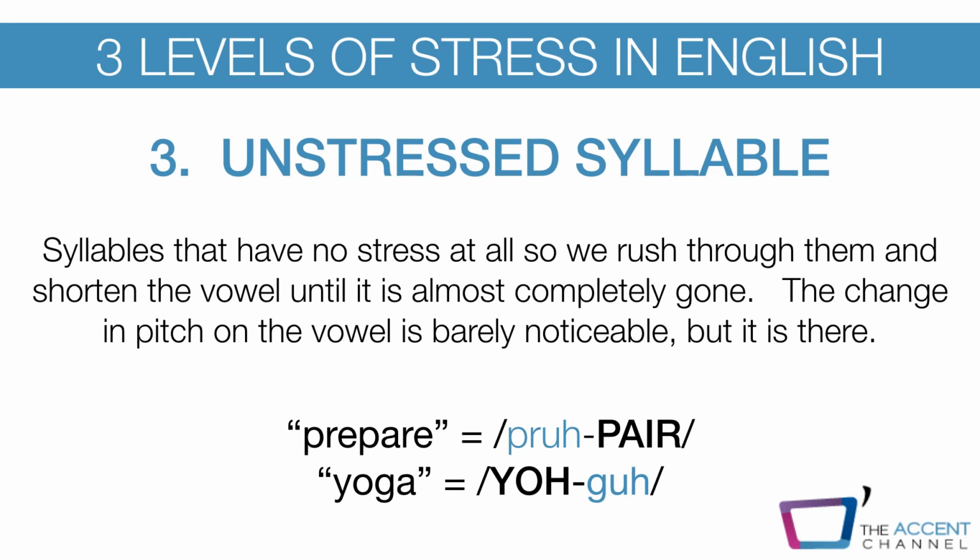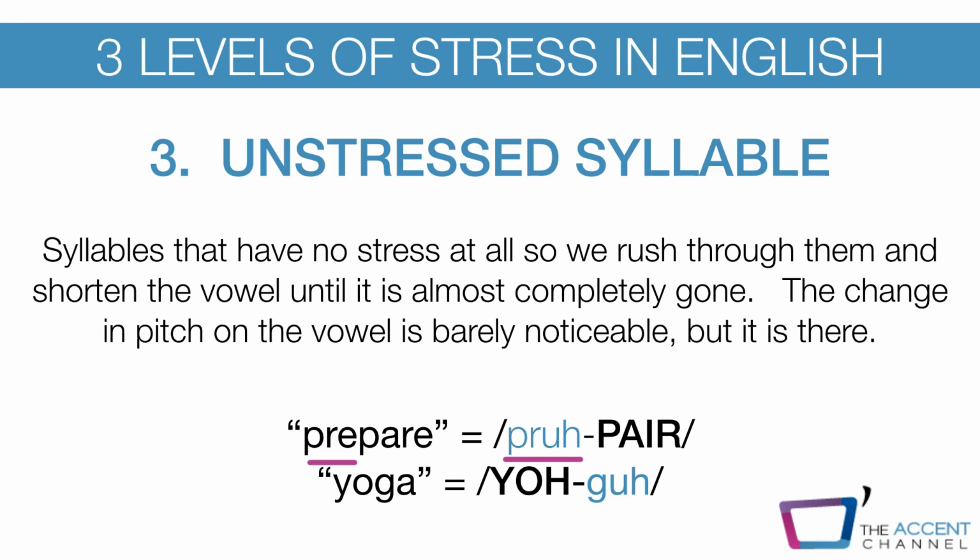Let's take a look at some examples. The first syllable of the word prepare is the unstressed syllable. We cut the vowel, we rush through it as quickly as we can, even though the letter E is in the word as far as spelling. Because this syllable is completely unstressed, we cut the vowel and use what's called the unstressed vowel, or the schwa, which again, we'll learn more about in another lesson. For now, just imitate pr and get through it as quickly as you can so that you can get to the second syllable that gets all the stress and all the vowel and all the change in pitch.